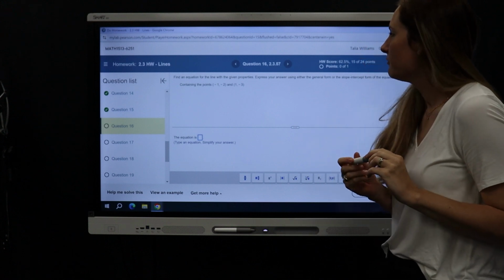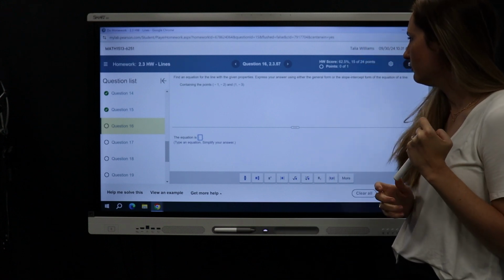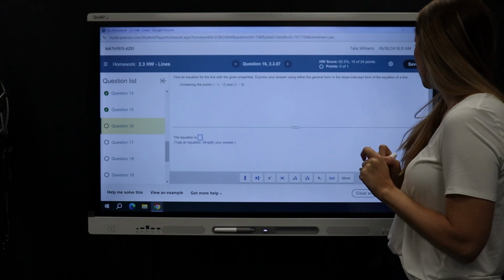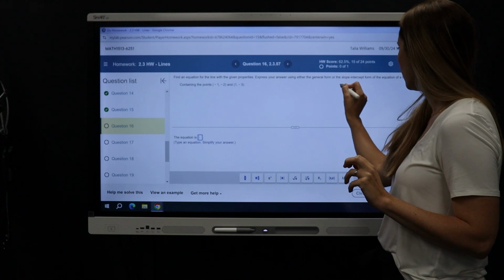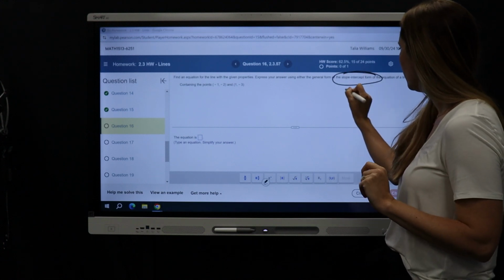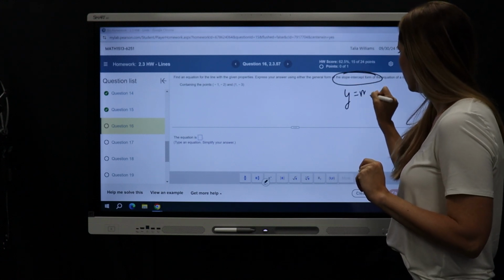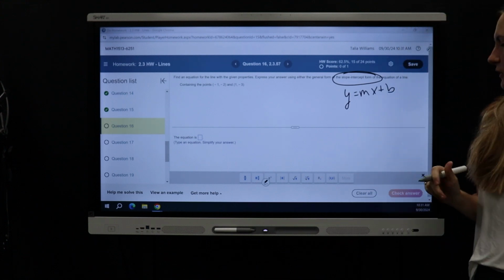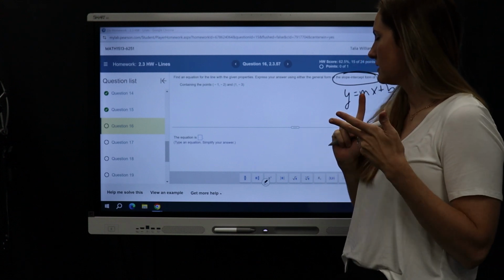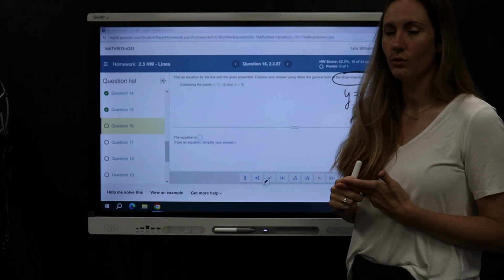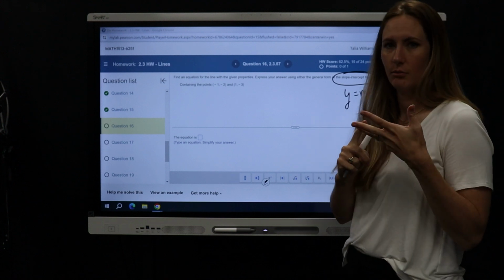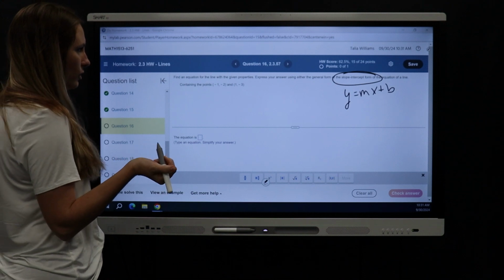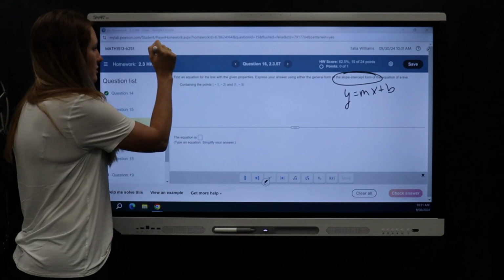So we're finding an equation for the line with the given properties. Express your answer using either the general form or the slope-intercept form of a line. We're going to show our answer using slope-intercept form, which is y equals mx plus b. But to be able to get there, we have to first find slope. Then we're going to take one of these points and plug it into the point slope form and then simplify it to the slope-intercept form. So I'm going to go ahead and write our slope formula. I think we're going to have to use it again, so I'm going to write it up here.